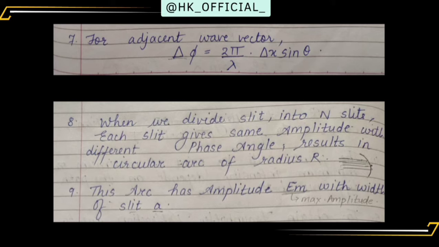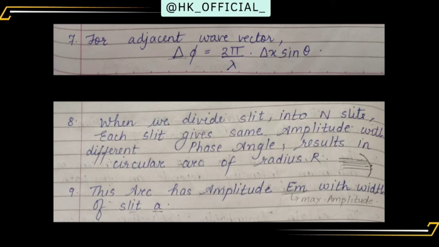Now when we divide the slit into n slits, each slit gives the same amplitude with a different phase angle, and it results in a circular arc of radius r. You can make this out if you keep the amplitude the same but the angle different. Like if you consider a compass in your hand, you keep the amplitude the same, but as you move that compass around, it makes a circle, an arc. That is the concept used over here.